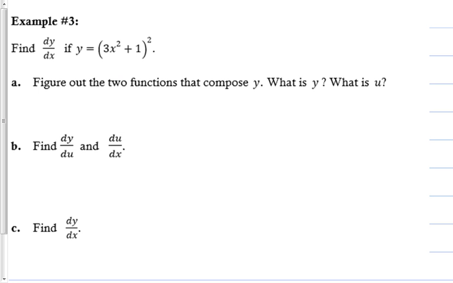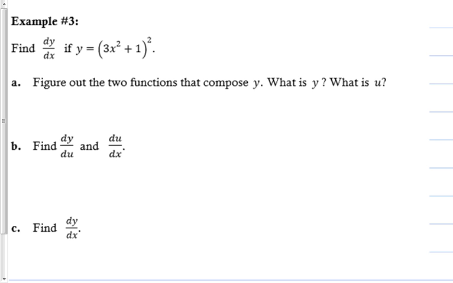Okay. Example 3. Find dy/dx if y equals the quantity 3x squared plus 1, squared. So A, figure out the two functions that compose y. So y is being made by two functions. We need to figure out what they are. So what is y and what is u? We're just going to keep calling it u.